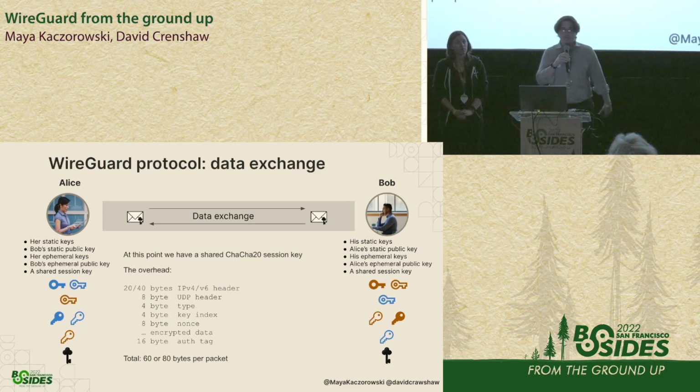And this is just encrypted and sent with ChaCha20. And this is how most of the packets move. There's some per packet overhead, 60 or 80 bytes, depending on whether it's IPv4 or IPv6. And this means you end up reducing your MTU slightly to make up for that difference. There's also a series of timers that are running as part of this.